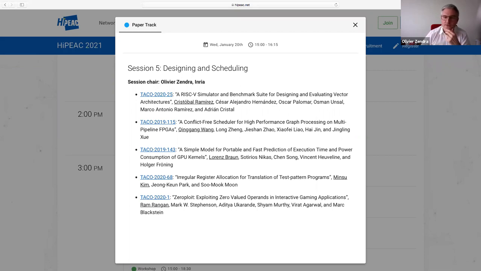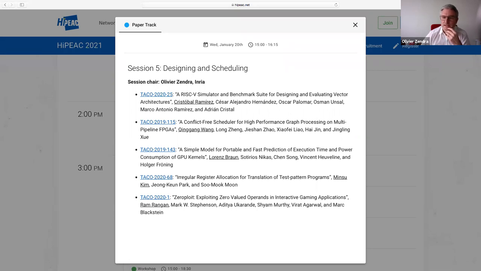And now I'm going to introduce the first author. The first paper is a RISC-V simulator and benchmark suite for designing and evaluating vector architectures. And Cristóbal Ramírez is with us to present the paper.